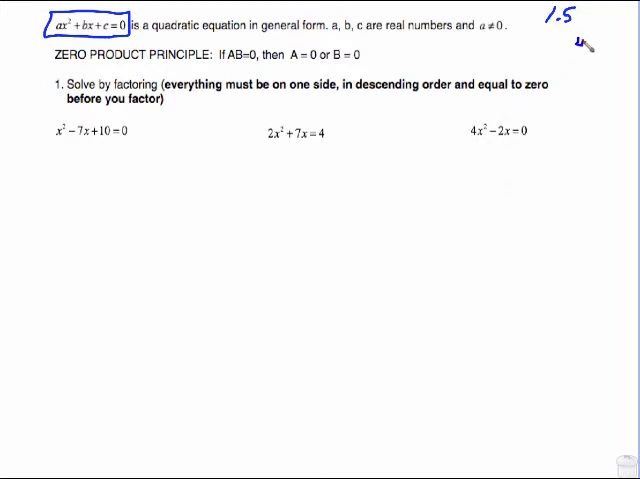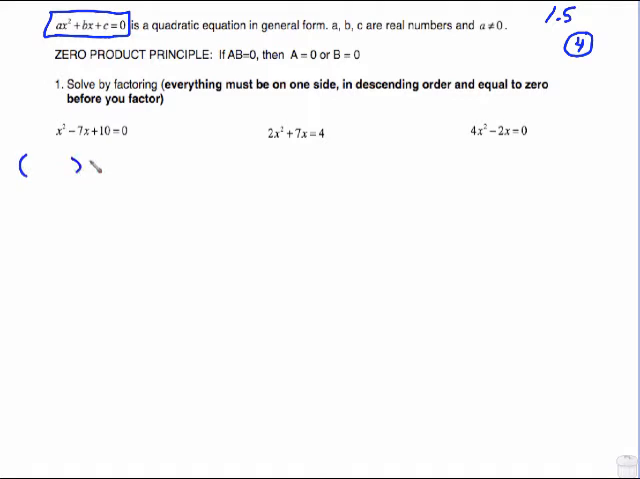There are going to be 4 methods for solving quadratic equations. And the first one we're going to look at is solve by factoring. What's important about solving by factoring is that everything must be on one side in descending order and equal to 0 before you factor. So this is in the right form, descending order on the left side equal to 0.